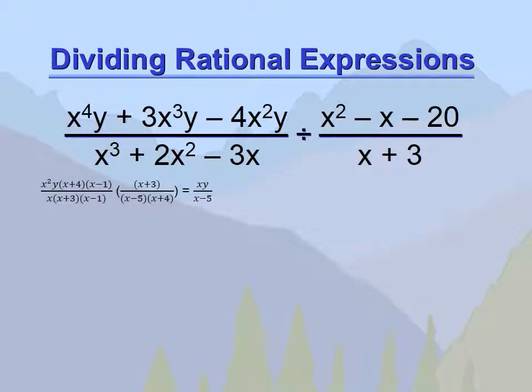Okay, so this one looks a little bit complicated, but remember, before we try to use the box method, we want to factor out everything that we can. Here, I know I can factor out an x². I can also factor out a y. And when I do that, I'm left with x² plus 3x minus 4. x squared plus 3x minus 4, I can use my box method, and that becomes x plus 4 times x minus 1.